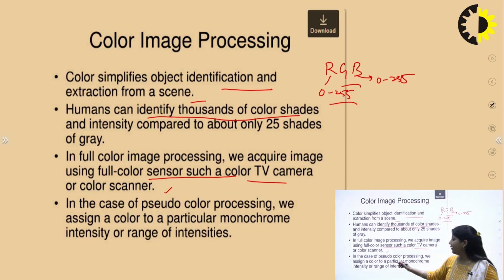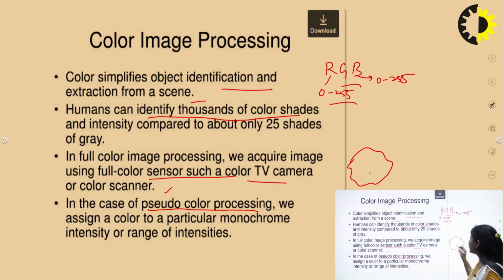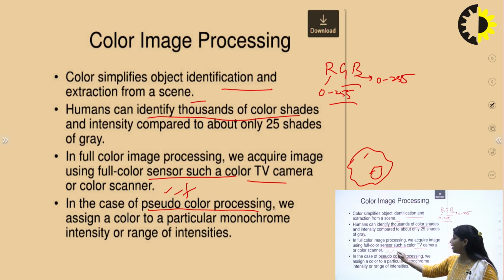Next is pseudo color processing, which means we assign false color to an image. If I have an image with color in some areas but other areas are black and white, we can assign some color to that image. That is called pseudo. Pseudo means random colors are assigned that are not the actual colors. So pseudo means false color processing. False colors are assigned to monochrome intensity.